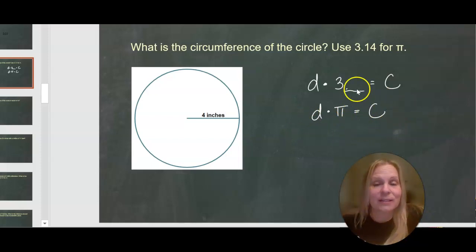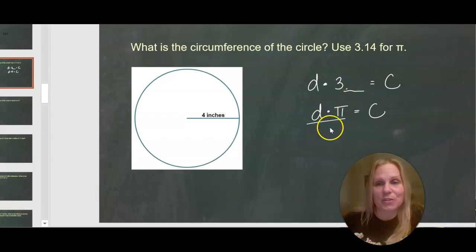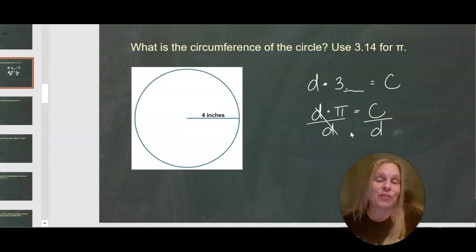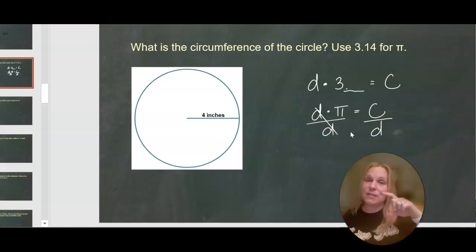And then pi will always be equal to the circumference divided by the diameter. So how many times does the diameter fit into the circumference? A little more than 3.